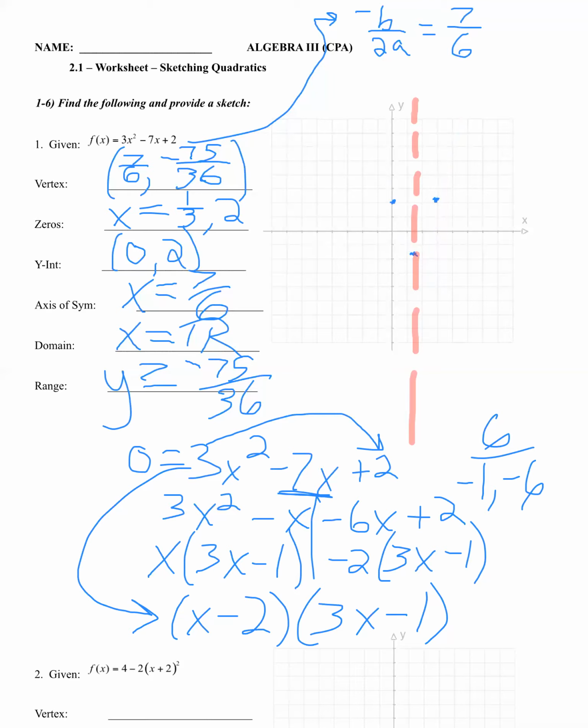So it looks like my graph is a little off, let's see if I can neaten it up a little bit. Oh no, I didn't mean to erase the whole thing. Oh well, it's fine. So this thing's going to cross at 1/3 and then again at 2. So it's going to look more like that. I think this dot is a little off. Okay, so that's it for that one. Does that all make sense? Yes. Okay, perfect. So let's go ahead and take a look at number 2.